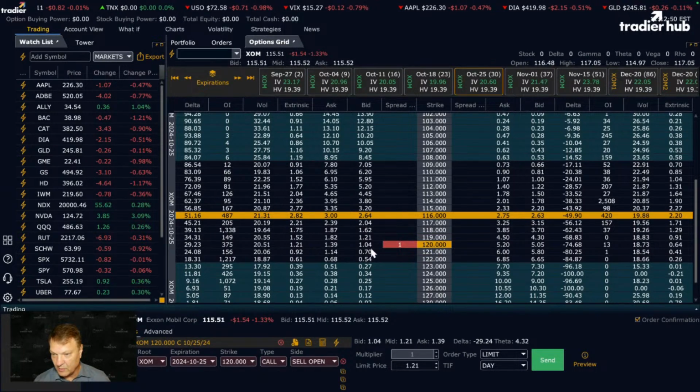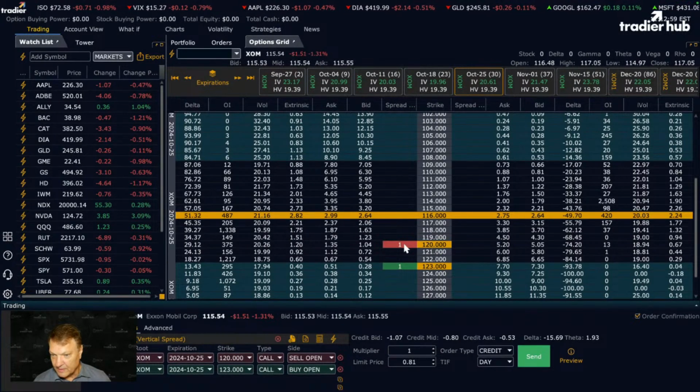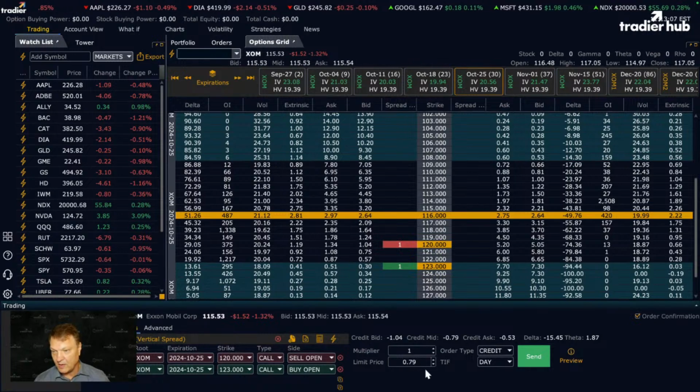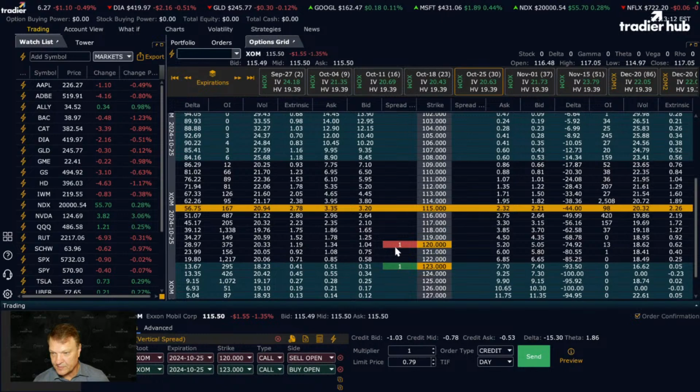And then we're going to go down and buy. Let's do the 123. We're hitting the 120, buying the 123, so we can get this done for a net credit at 80 cents. So that's not too bad at all. So we're 3 points wide.